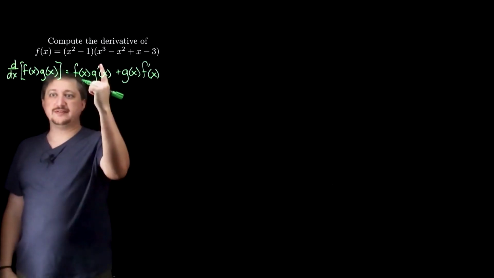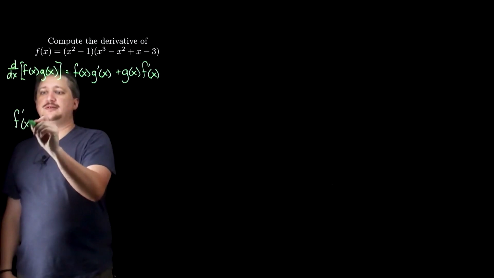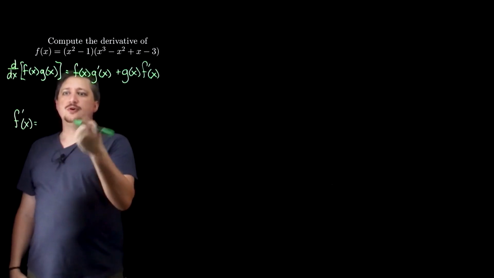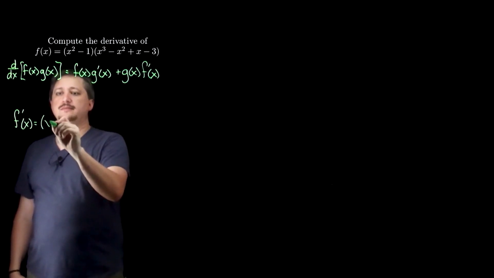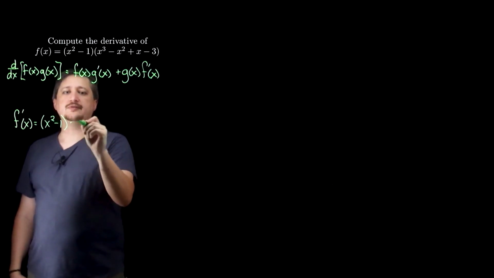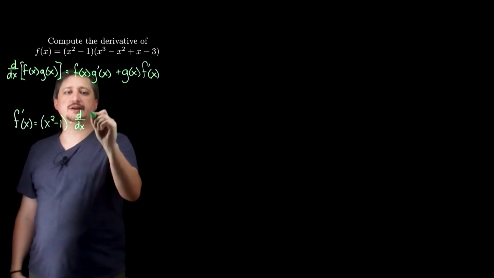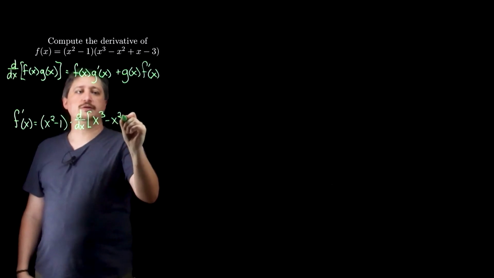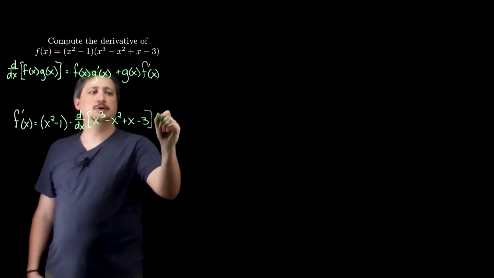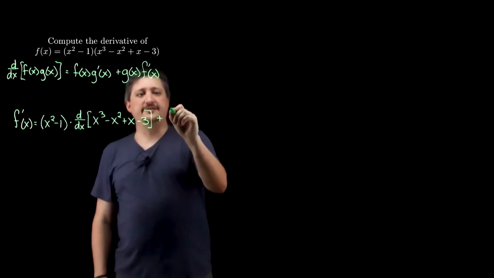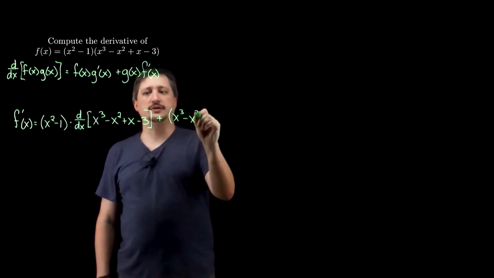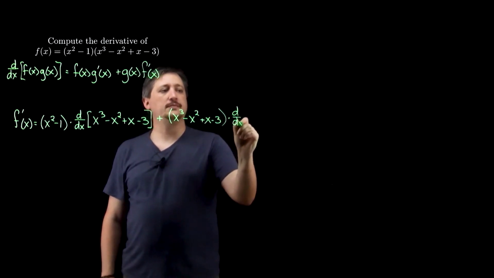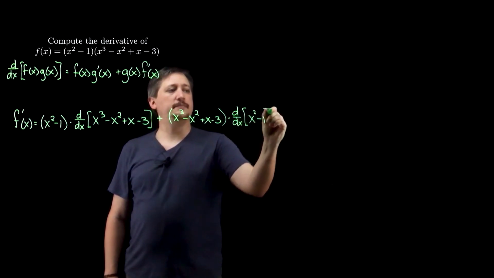So with this f, I'm going to get f prime of x equals. I'm going to do this form, but again, either way would be fine. So I have my first, this x squared minus 1, times, and I'm just going to write this out for the sake of making it clear what's happening, the derivative of the second thing, so that's x cubed minus x squared plus x minus 3, plus, and then that second thing, x cubed minus x squared plus x minus 3, times the derivative of the first thing, which is that x squared minus 1.